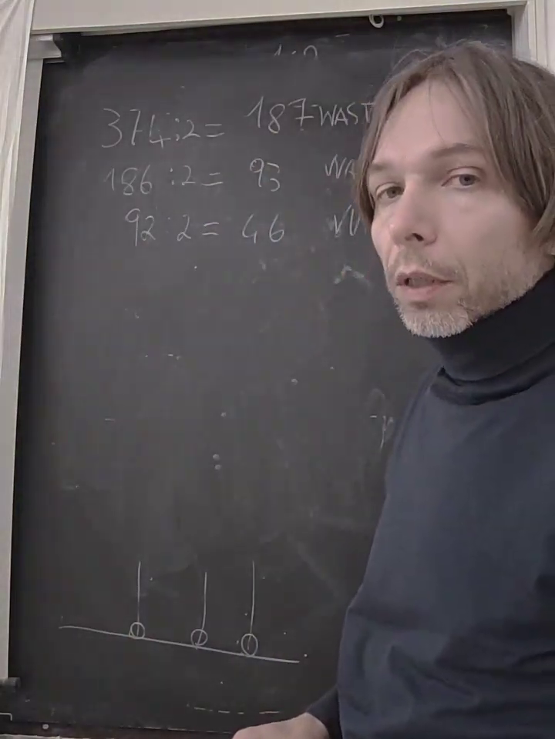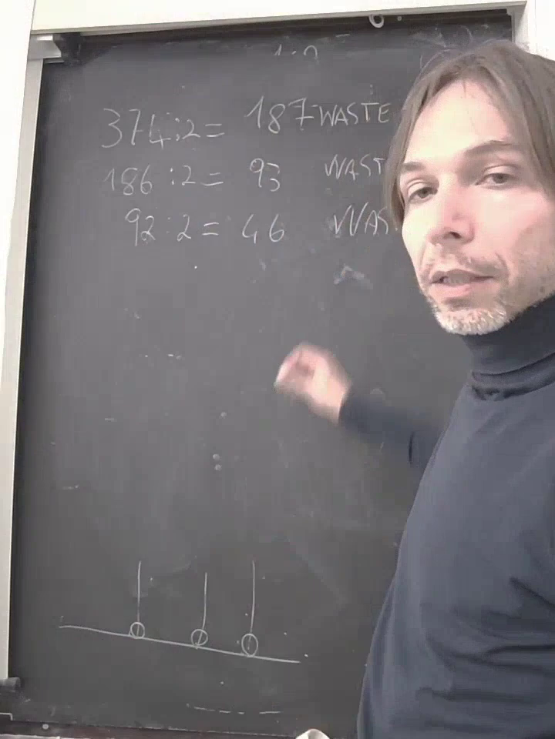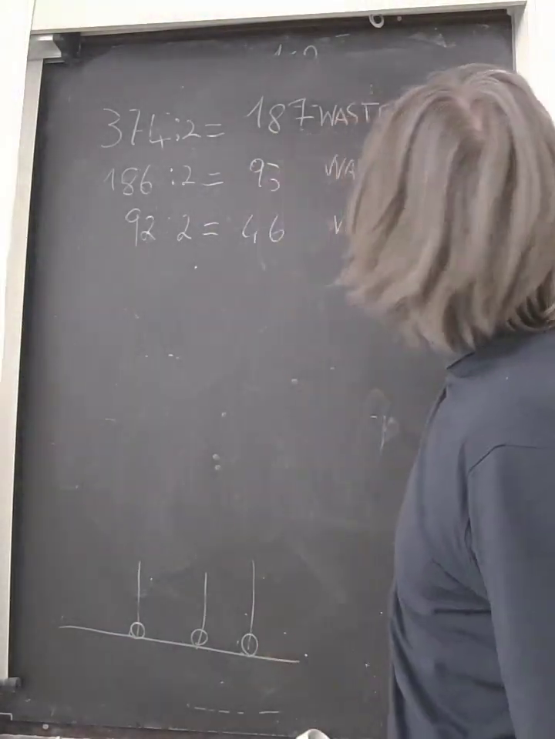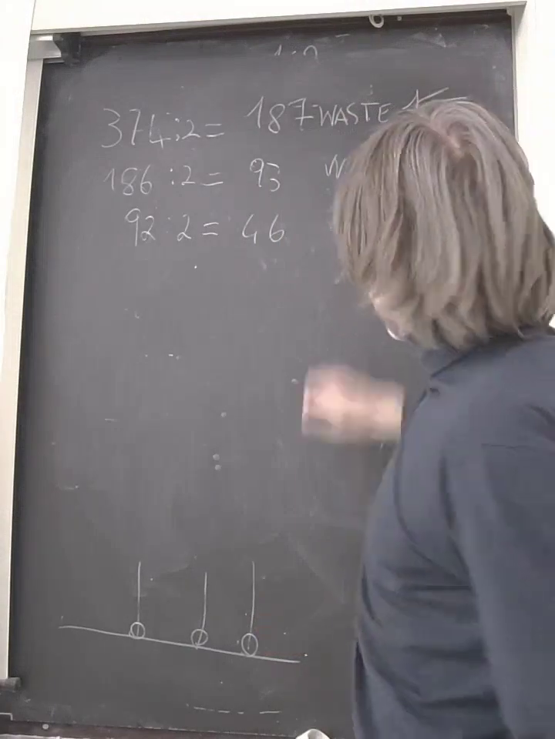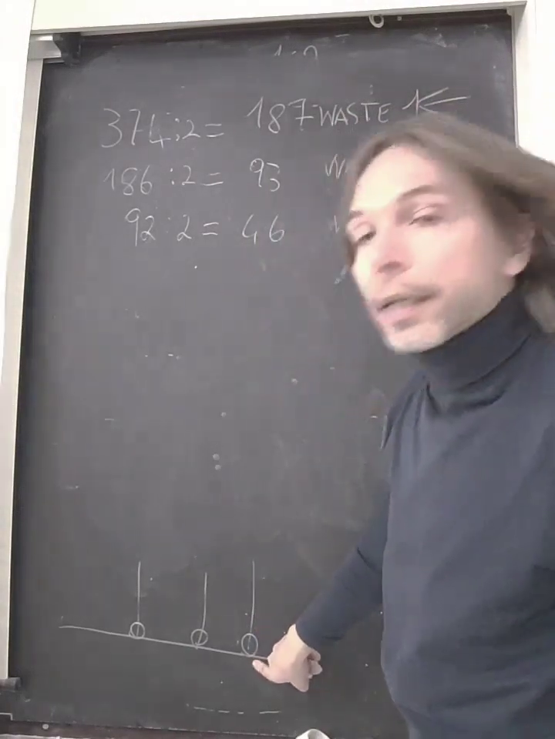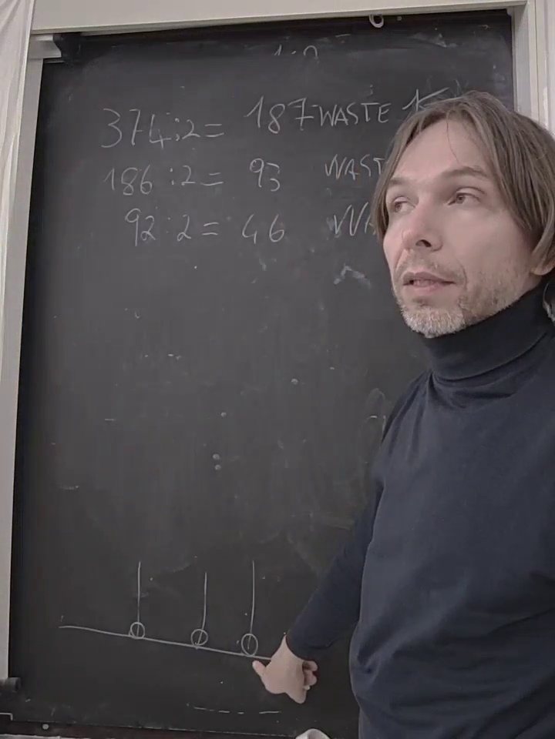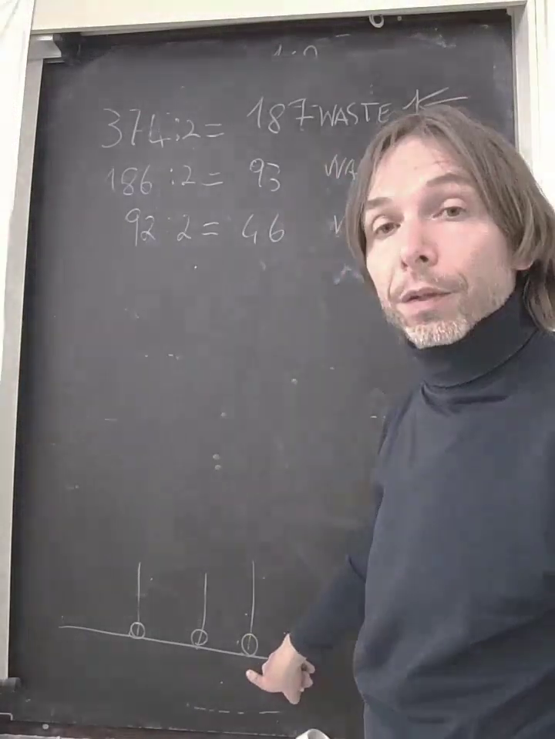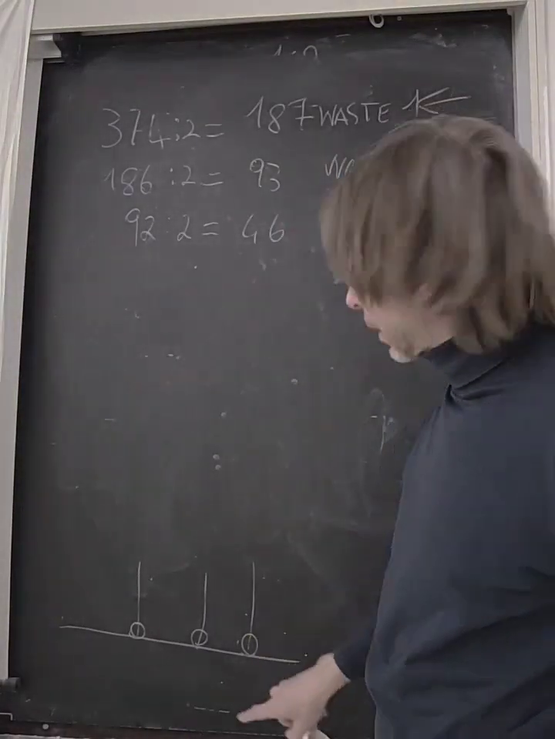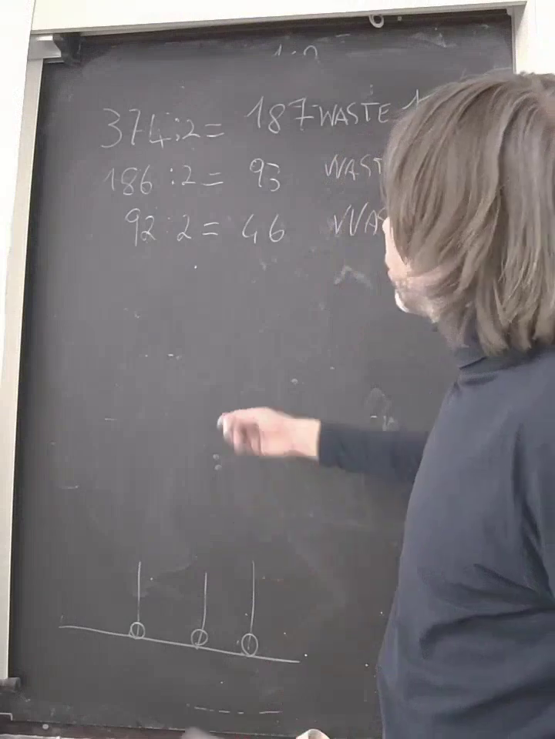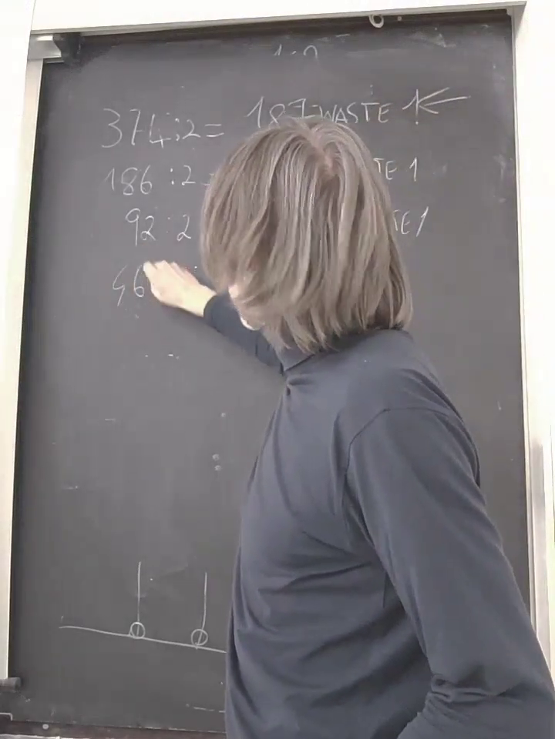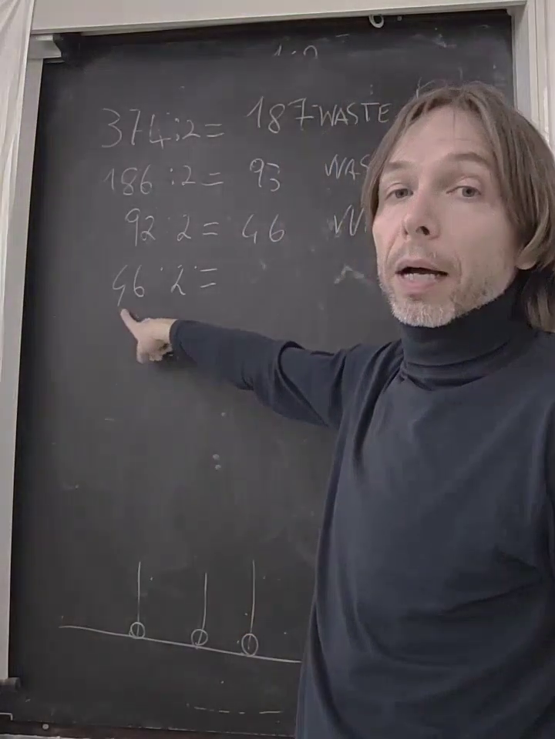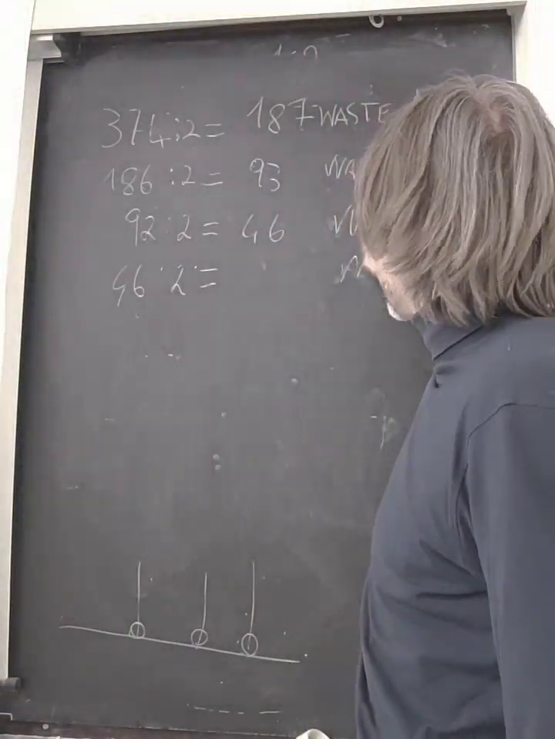So look that I'm putting all the waste, considering that the first waste is the less important, the unity. And I go on. 46 divided by 2. Well, it's even, par, so the waste this time is 0.